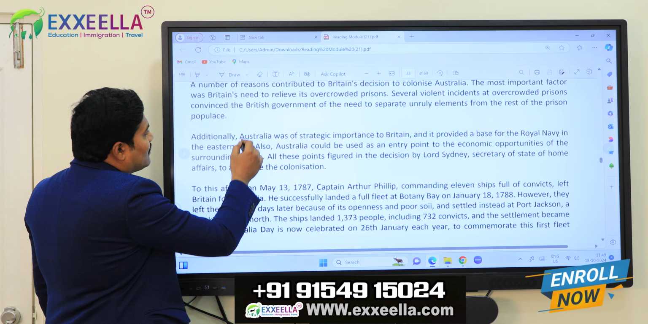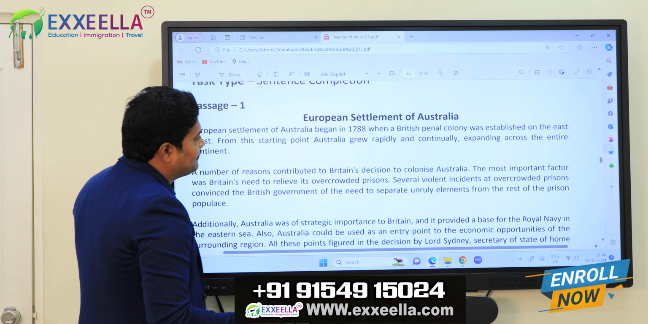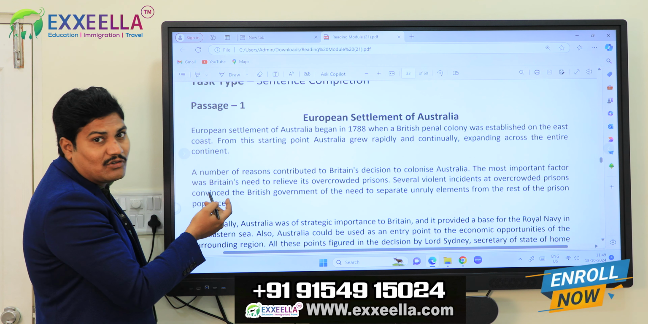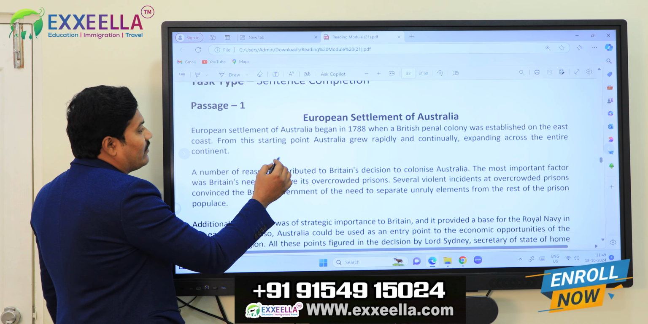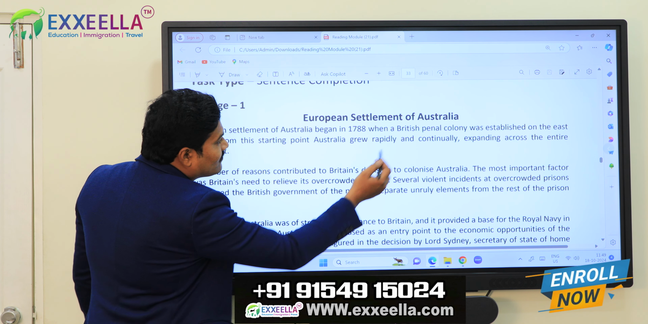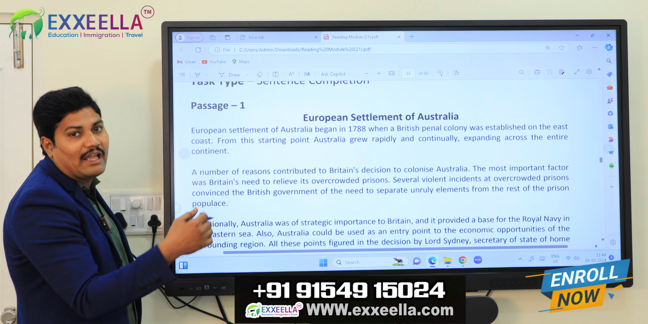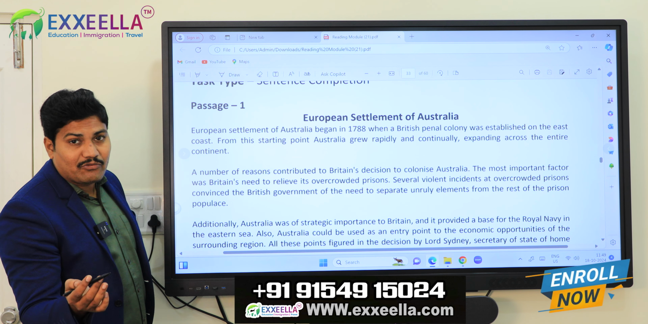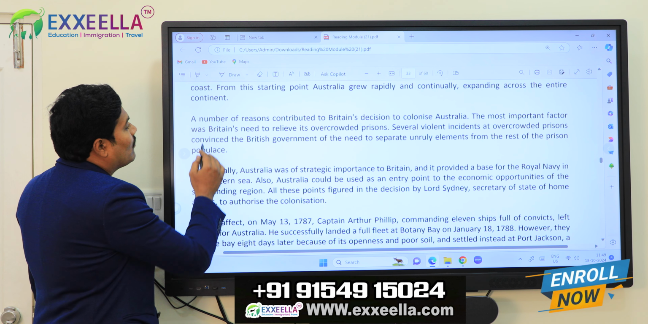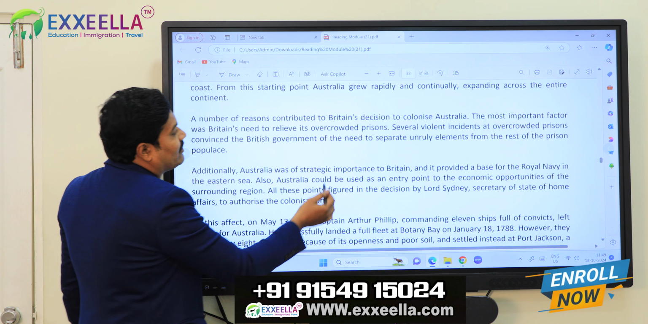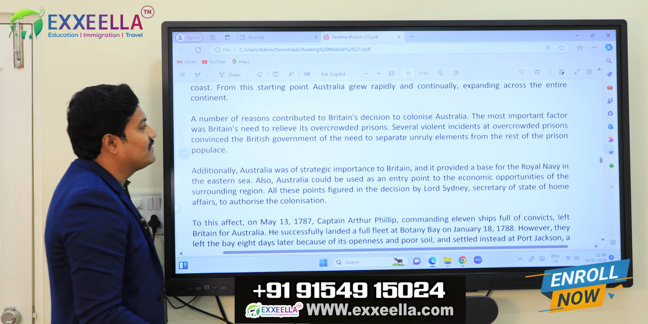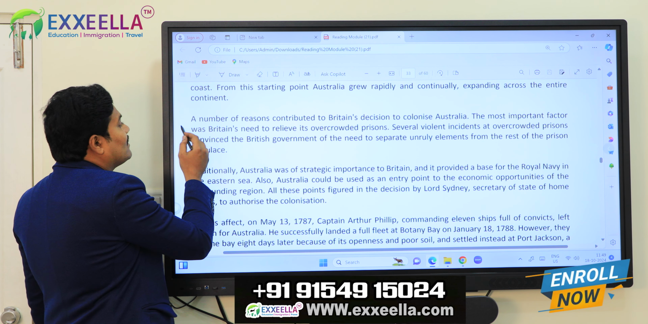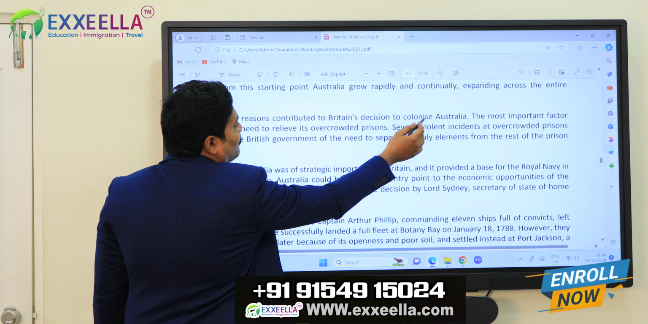Now go down. If you observe here, we look at the first sentence. Let's focus on the keywords. The word Australia is mentioned here, but this sentence does not have the rest of the keywords, and it is not matching the question. So we will go to the next paragraph. A number of reasons contributed. The word Britain is mentioned here, colonize is also mentioned, and Australia is also mentioned. Now let's read this. A number of reasons contributed to Britain's decision to colonize Australia.